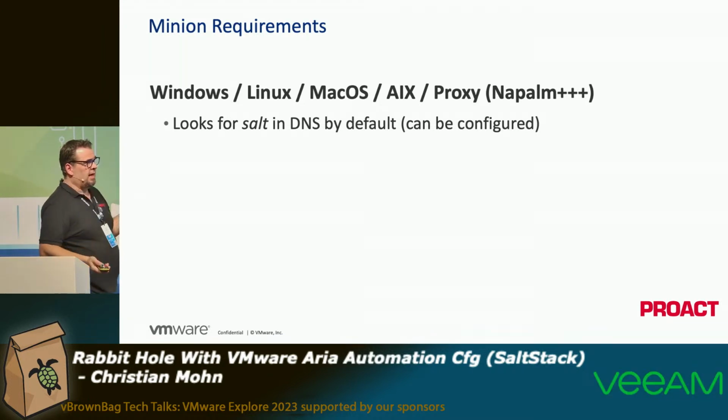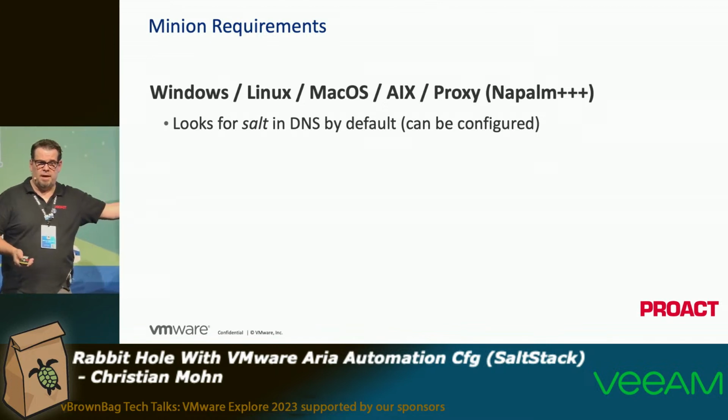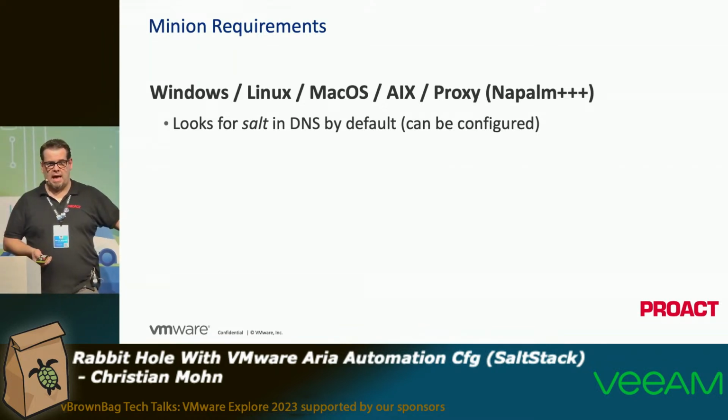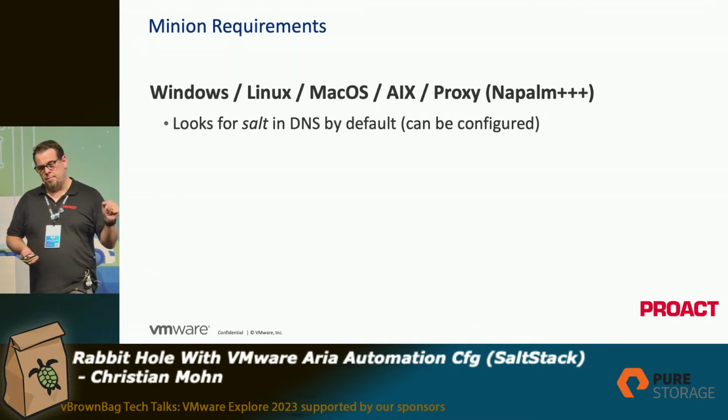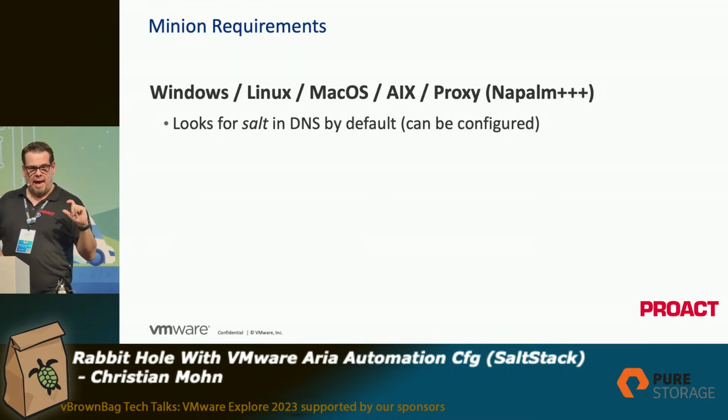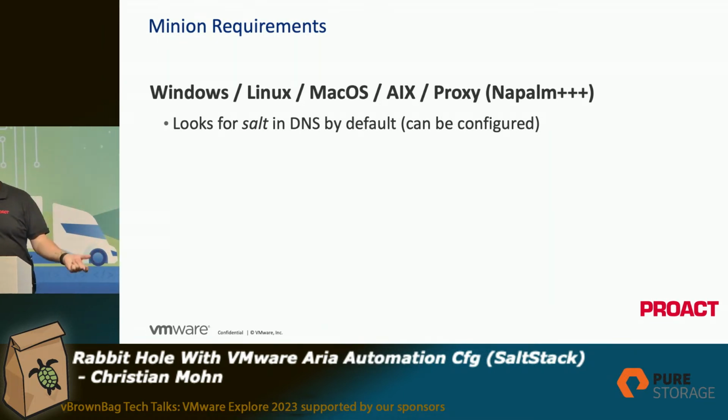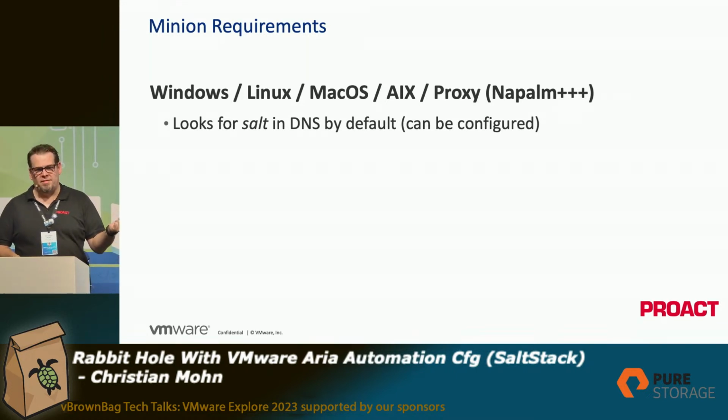VMware has an SDDC module for this that makes it able to talk to vCenters and ESXi hosts. That's also done through a proxy because you can't actually install the minion on an ESXi host. Or you can install it on the vCenter, but you don't want to do that. But it's possible to do.